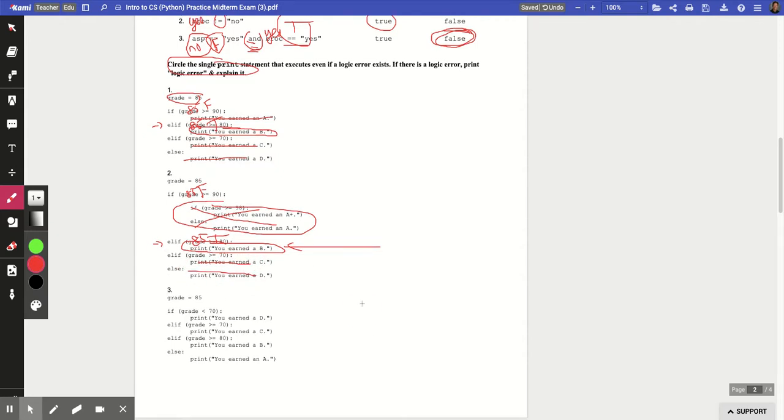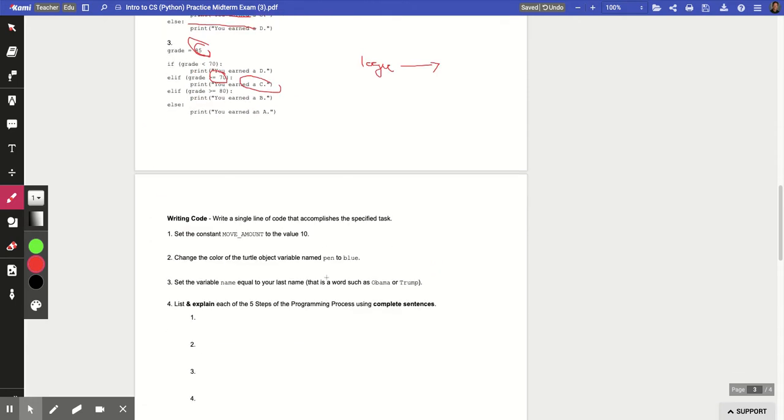This one has a logic error. You're supposed to explain that with a complete sentence or two or three, as explained up here in the directions. 85 ends up being greater than 70 here, and it tells the person they have a C when an 85 is usually a B in most grading systems.